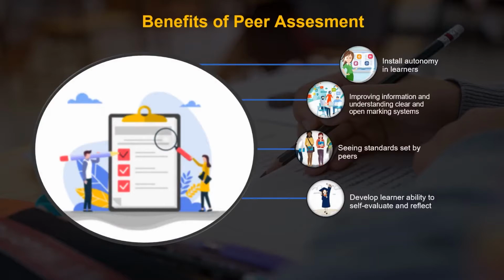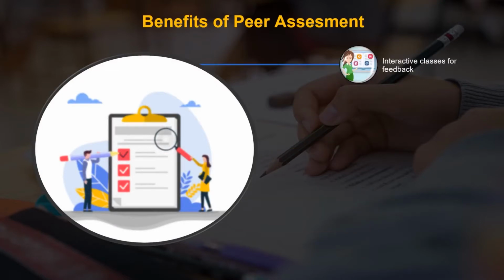Next, there will be greater understanding about assessment. Earlier, students were just getting the feedback or the marks, and they should be satisfied with that. There was no voice of the learners in the process of assessment. In peer assessment, we can see the voice of the learners. Coming to the next point, there are interactive classes for feedback, so the feedback always goes on in an interactive way.